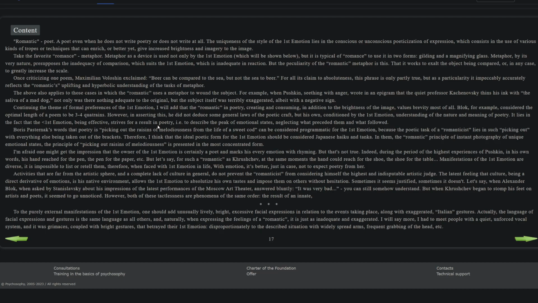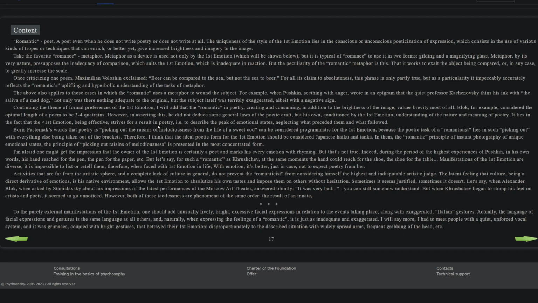Continuing the theme of formal preferences of the first emotion, I will add that the Romantic in poetry, creating and consuming, in addition to the brightness of the image, values brevity most of all. So, in other words, 1E prefers brevity in poetry. Blok, for example, considered the optimal length of a poem to be 3 to 4 quatrains. However, in asserting this, he did not deduce some general laws of the poetic craft, but his own, conditioned by the first emotion, understanding of the nature and meaning of poetry.